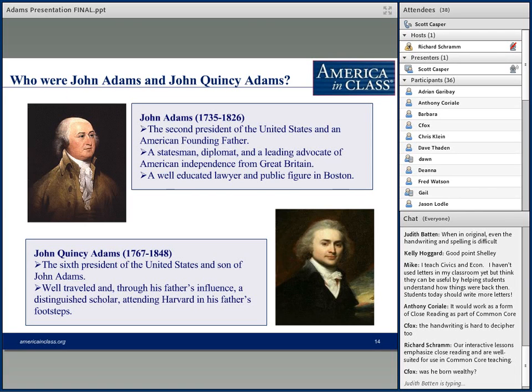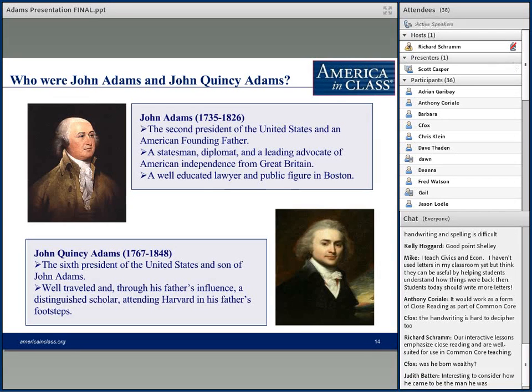Adams was certainly wealthy enough to own land, to attend Harvard, and to be able to participate in public service and leave his family for long periods of time and know that the family would be all right, which many farmers couldn't do. But he's not wealthy. He's not of the highest economic class.